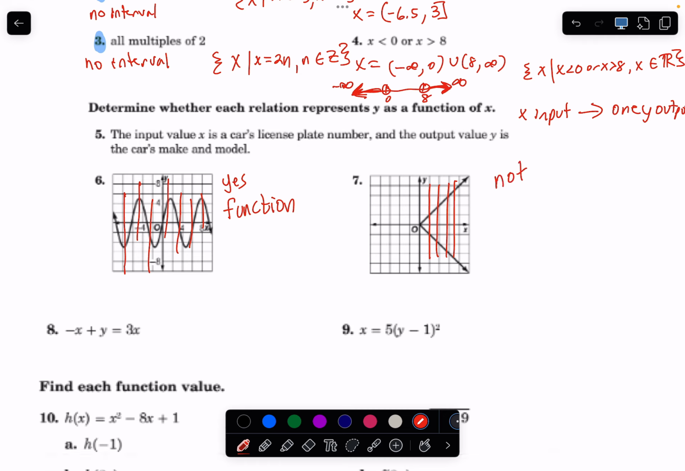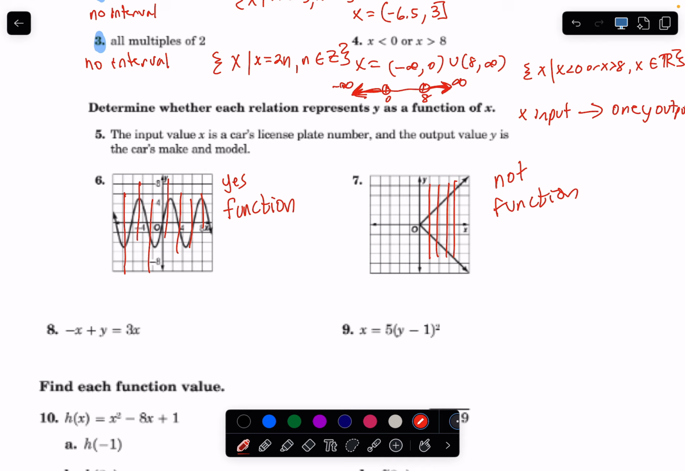But if you don't have the vertical line test, I want to talk about how you can tell if it's a function. So let's look at 5. The input value x is a car's license plate, and the output value is the make and model. Okay? This is the way I think about it. If I have a license plate of ABC, how many cars are allowed, that's our output, the car, how many cars are allowed to have that license plate ABC? Just one. So that's the way you can kind of determine how many, if I use that license plate, how many cars are allowed to use it? Only one. And so that's a function, yes.